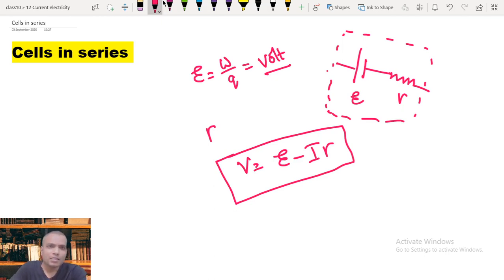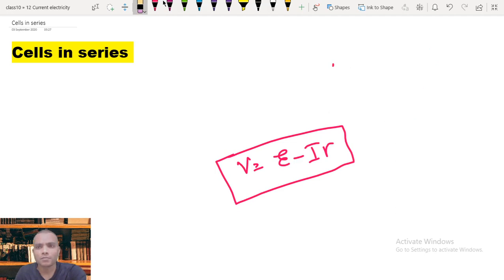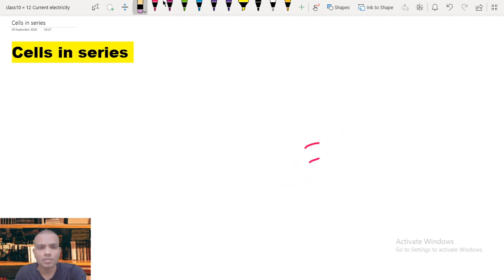By taking these concepts as basic concepts, today I would like to derive an expression for when cells are connected in series or when cells are connected in parallel. So let us see the series combination first.